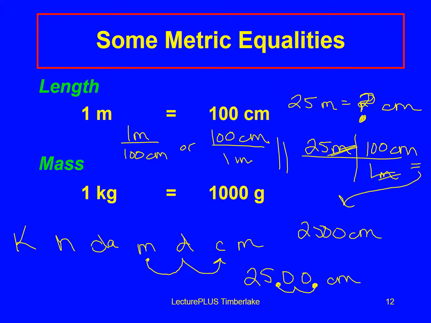So 2 different ways. This is why we use the metric system, because it's very, very easy to convert from one unit to another. Much easier than the English system. Much less memorization than the English system.